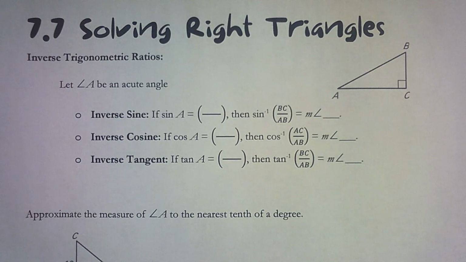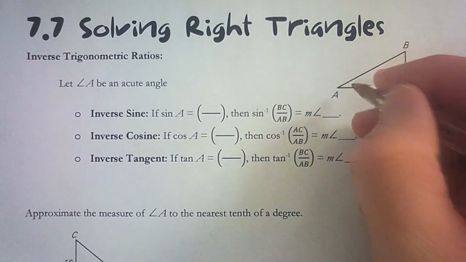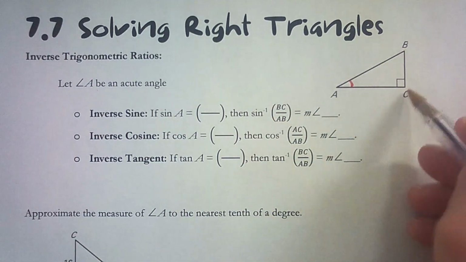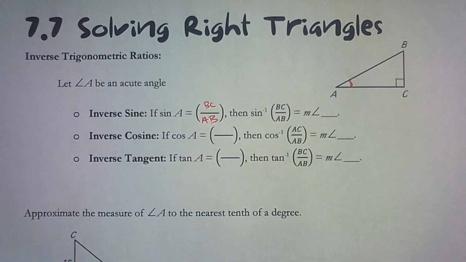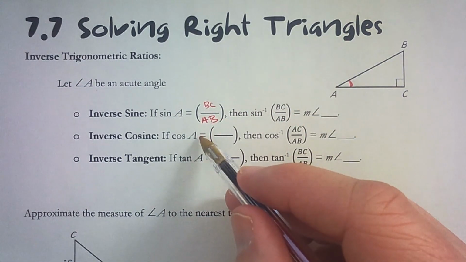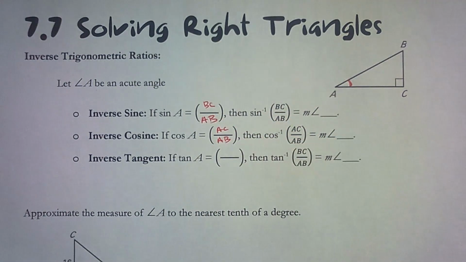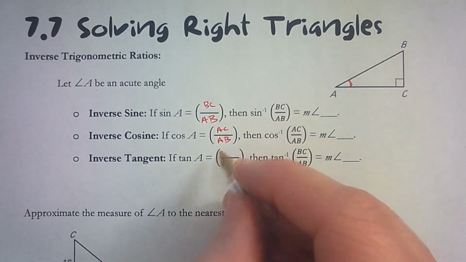Hey guys, today we are going to learn how to find an angle measure on a right triangle using inverse trigonometric ratios. So if we have angle A as an acute angle on a right triangle, then sine A would be opposite BC over the hypotenuse AB. Cosine would be adjacent over hypotenuse, so that's AC over AB. And tangent would be opposite over adjacent, that's BC over AC.